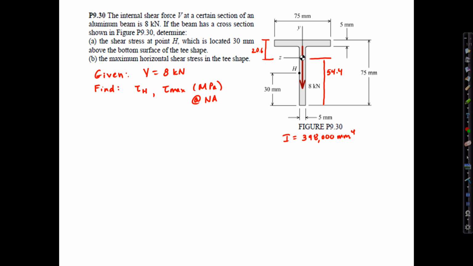Next, let's proceed with our calculations. First, we want to evaluate tau sub H. Remember the formula, tau equals VQ over It. We need to find Q for the section considering shear at point H. I'll draw a picture so we can do that.